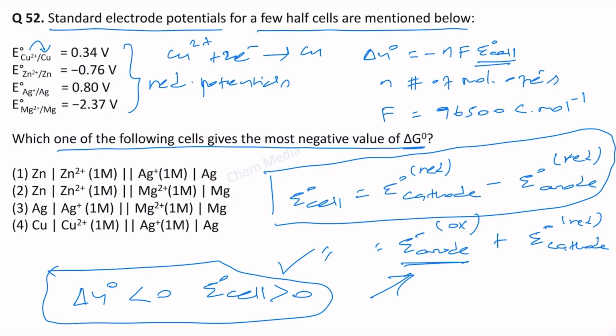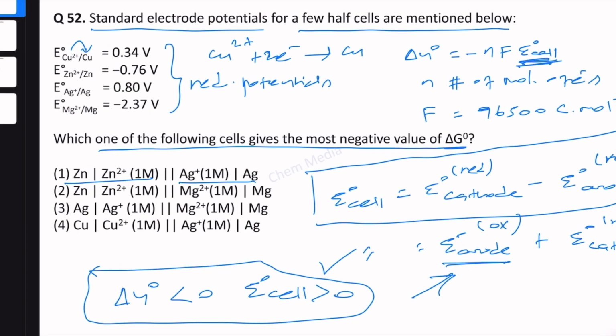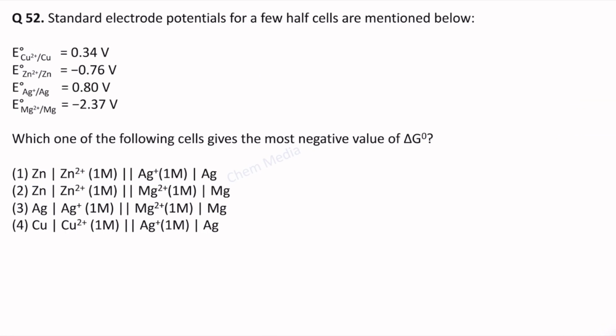Basically, whether delta G is negative is going to be decided by this single value, because n is constant here. How is n constant? The number of moles of electrons is going to be 2 moles everywhere. Now you might be thinking that here we have only 1 mole, here we have 2 moles. But the thing is, if you write the net reaction, for example for this cell, at the anode oxidation happens. No matter what the cell, it is always anodic oxidation and cathodic reduction.